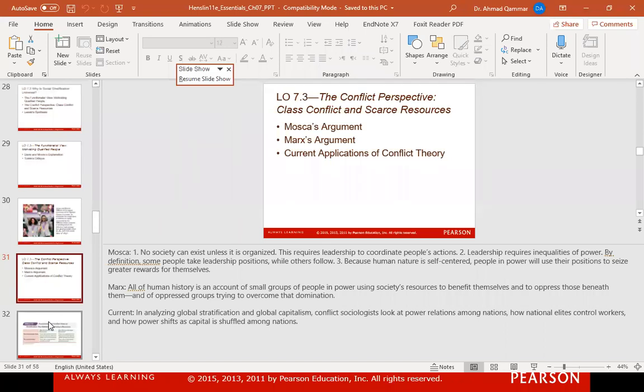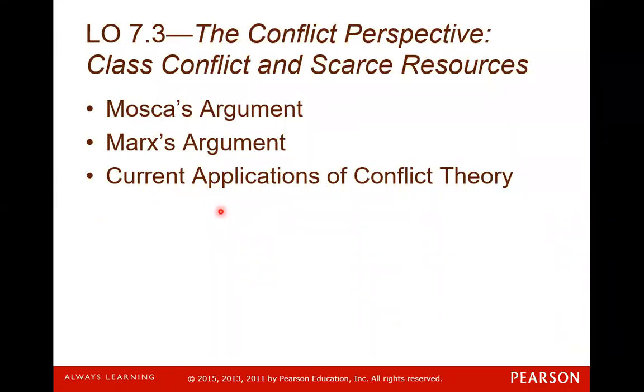So if we look at the current application of conflict theory, we would know that if we analyze global stratification and global capitalism, conflict sociologists look at the power relationship among nations, how national elites control workers, how power shifts as capital is shuffled among nations. So, we've seen in the world in the last couple of years, when the power moves, the powerful country, the rich and wealthy country, tries to control others.